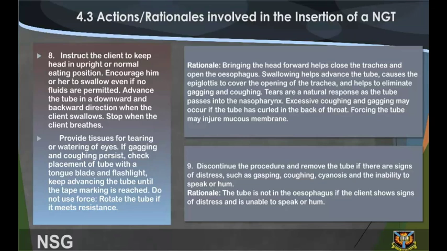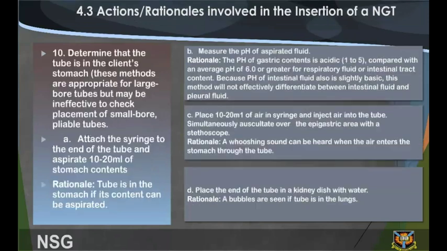9. Discontinue the procedure and remove the tube if there are signs of distress, such as gasping, coughing, cyanosis, and the inability to speak or hum. Rationale: the tube is not in the esophagus if the client shows signs of distress and is unable to speak or hum. 10. Determine that the tube is in the client's stomach. These methods are appropriate for large bore tubes, but may be ineffective to check placement of small bore pliable tubes.